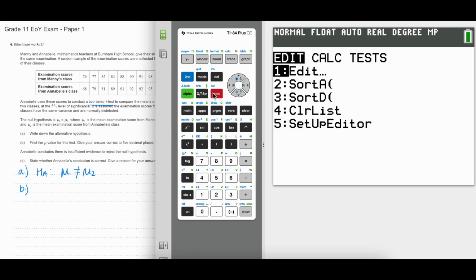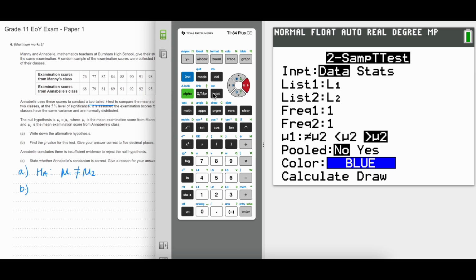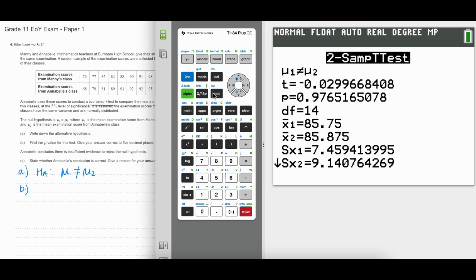So I'm going to go to statistics and tests. And this time I have a 2-sample t-test. Now I'm interested in using the data, which means that I have the original data. The first list is in list 1, the second list is in list 2. I now need to decide which alternative hypothesis I want, and I want them not equal to each other. You must always select yes for pooled. This was the biggest reason that people go wrong. So yes for pooled, and then we are going to calculate the information.